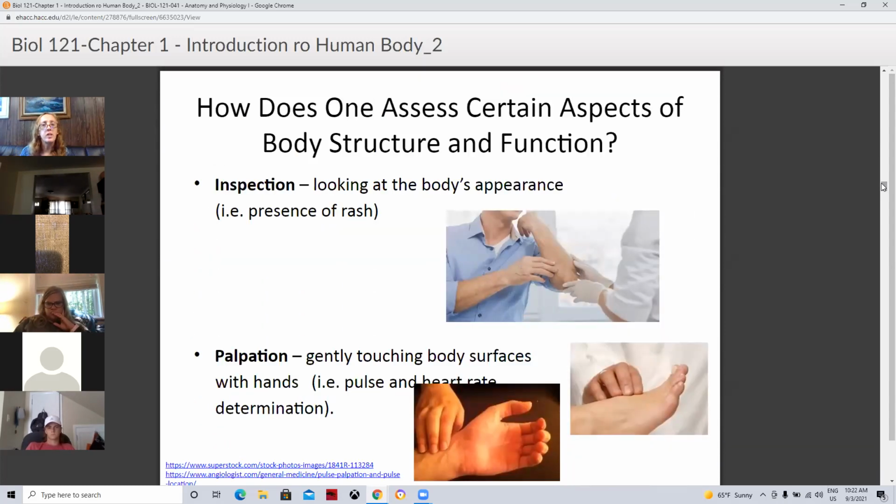There are many ways that we can assess certain aspects of a body's structure and function. The first one is inspection, looking at a body's appearance, for example, the presence of a rash. Palpation is gently touching the body surfaces with hands, looking at the pulse rate and heart rate determination. I'll show you a palpation.